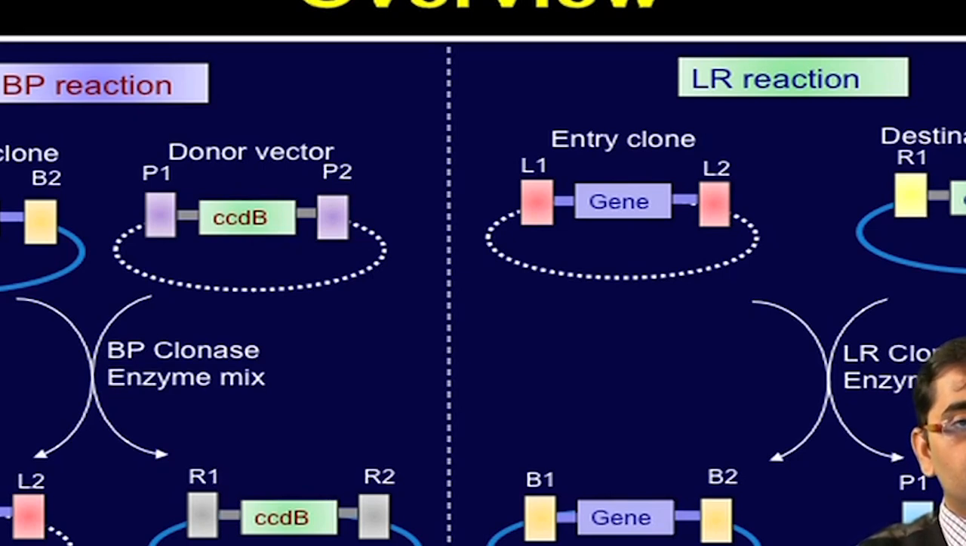The BP reaction, which is catalyzed by the BP clonase enzyme, facilitates recombination of the attB site and the attP substrate. The attB can be obtained from a PCR product or from attB-containing expression clones. And this reaction with the attP substrate, which requires the master vector, can create attL-containing master clones. So, the two steps are very quick. From the BP reaction, you can generate entry or master clones, which can further be used for transferring the gene of interest to the destination vector of your choice.